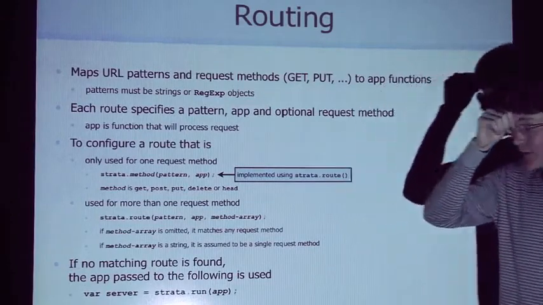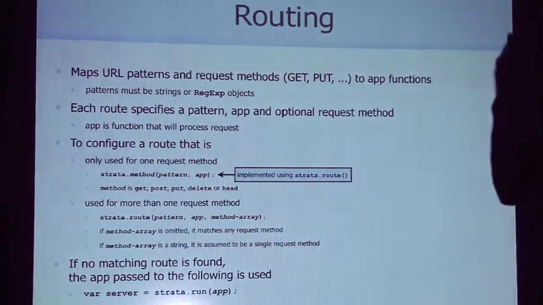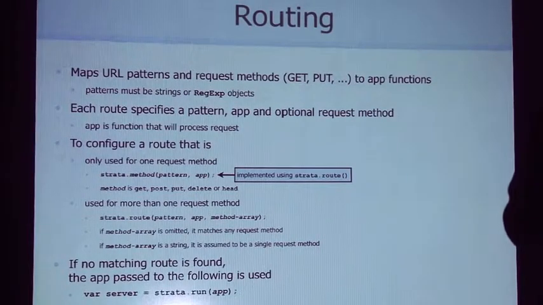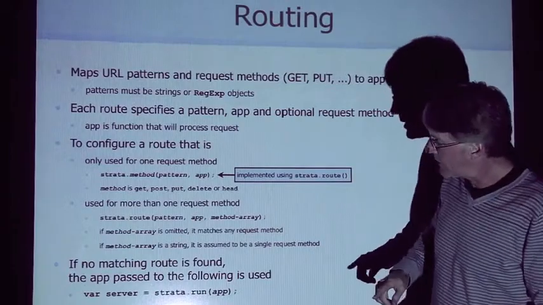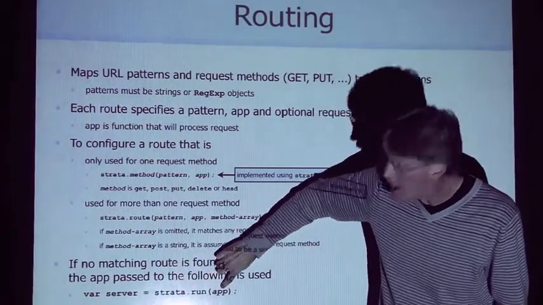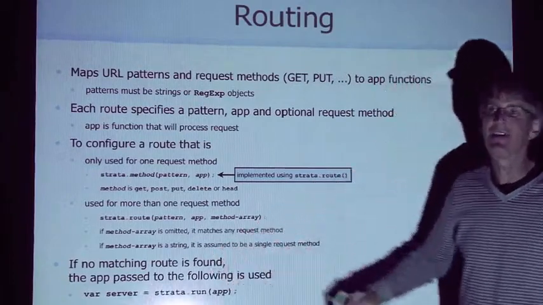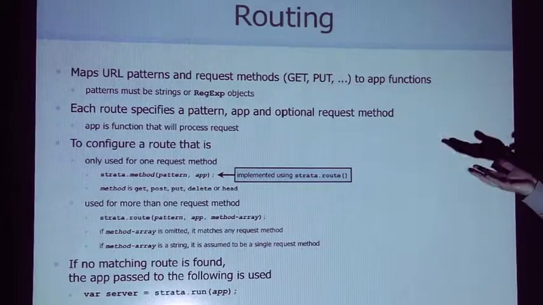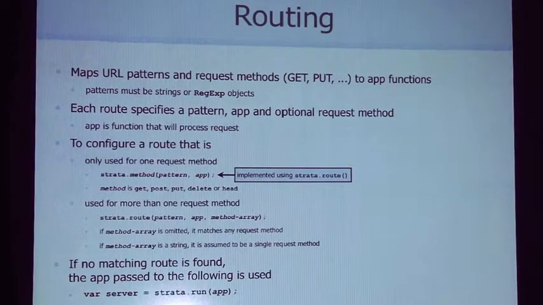Well, it turns out that when you set up a bunch of these routes, of course, you still might get a request that doesn't match any of your routes. And in that case, you can set up strata.run and give it an app. And this is kind of like a catch-all. Anything that didn't match a specific route would get handled by that.